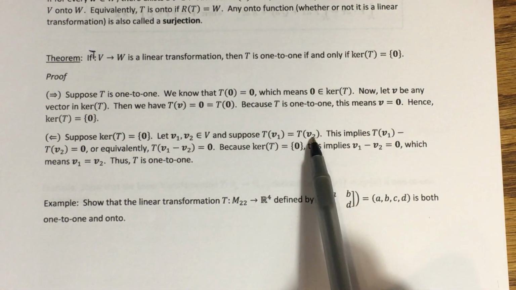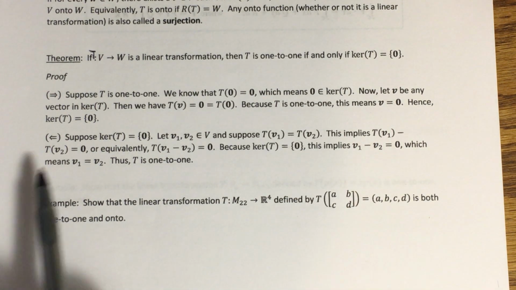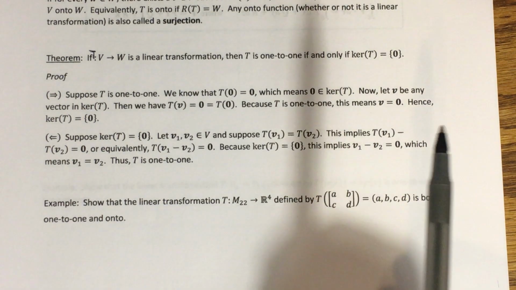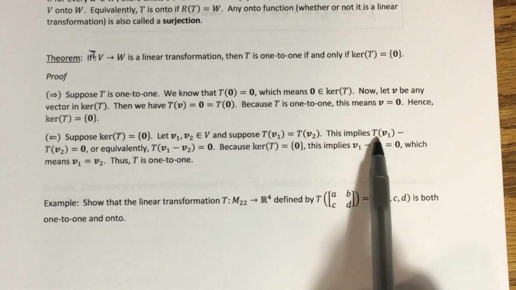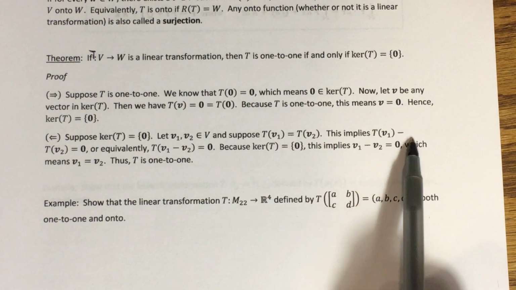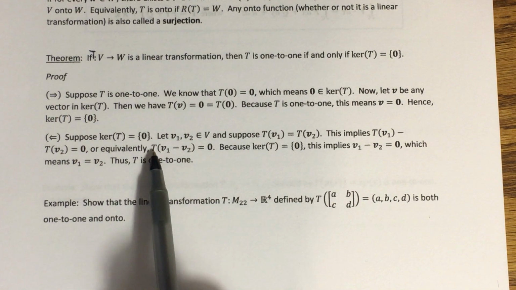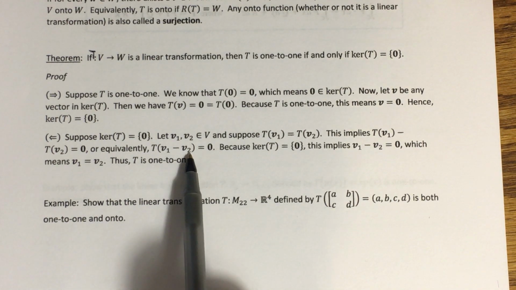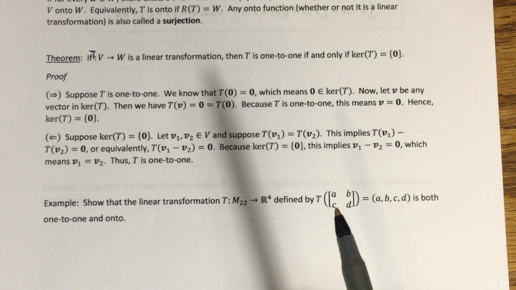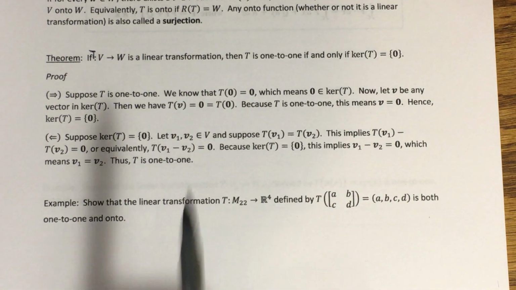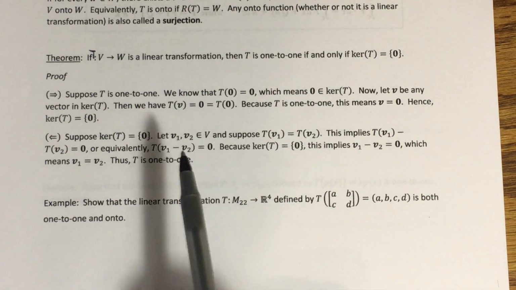So if this is the case, I can subtract T of V2 from both sides, and I get T of V1 minus T of V2 equals the 0 vector. However, because T is a linear transformation, I know that T of V1 minus T of V2 is equal to T of V1 minus V2. Right? We proved this property of linear transformations in 8.1.